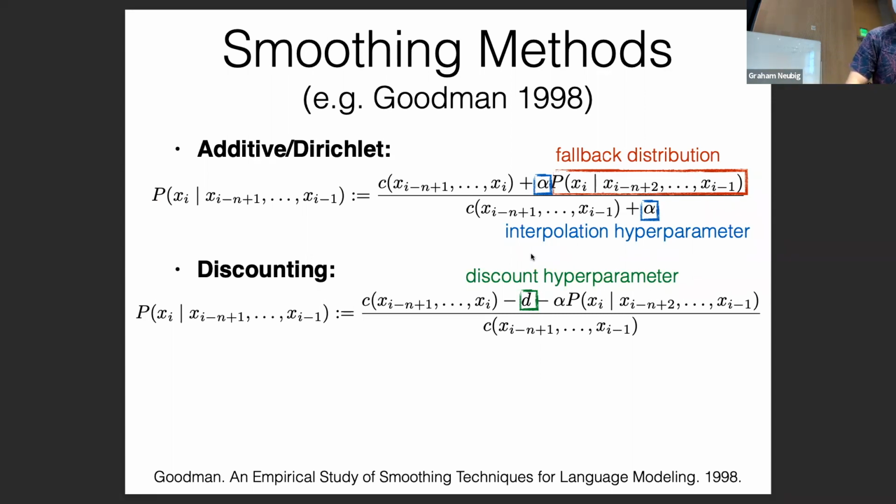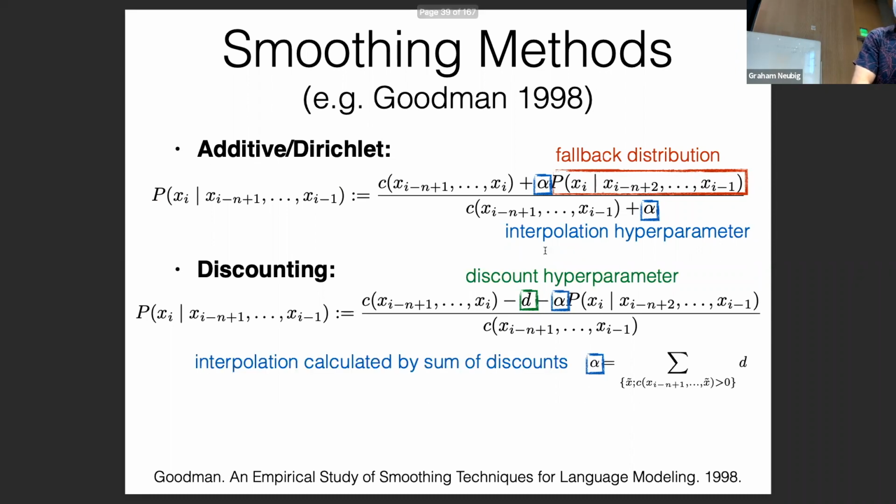And so here, the only hyperparameter is this discount, and the interpolation coefficient here can be calculated from the sum of the discounts. So you saw that the amount of count that we assign to the lower order distribution is 2 times the discount, because there are 2 unique contexts here.